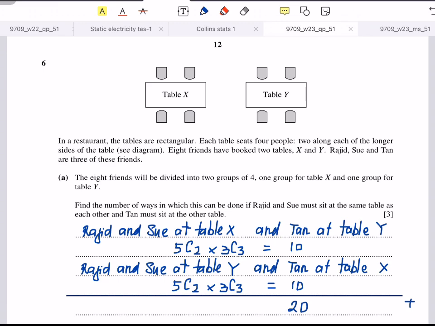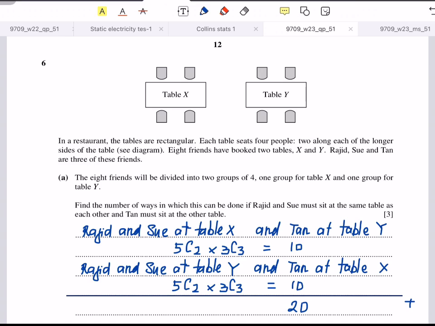In a restaurant, the tables are rectangular. Each table seats 4 people, 2 along each of the longer sides of the table. See the diagram. 8 friends have booked 2 tables, X and Y. Rajit, Sue, and Tan are 3 of these friends.